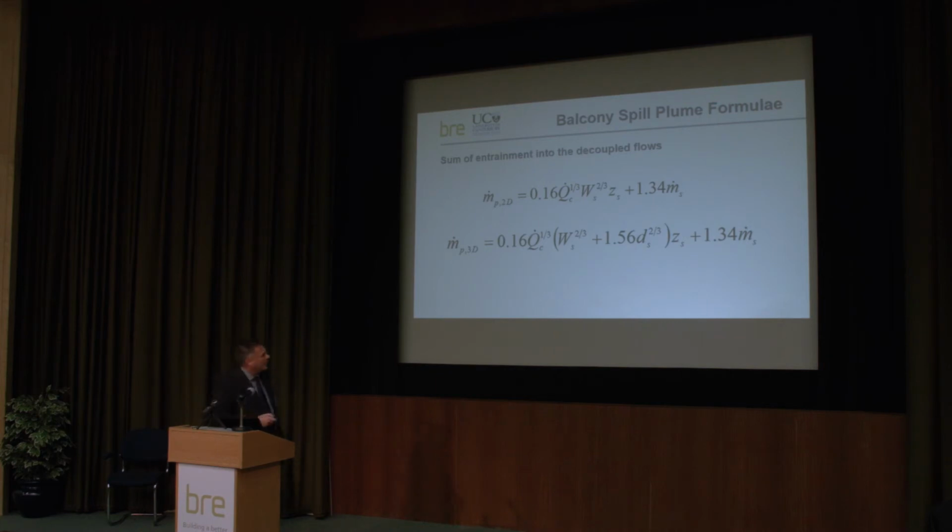Just two simple formulae. For your information, this part of the term relates to the amount of entrainment above the spill edge, and this part is below. And we've got something similar here for the 3D plume. But we've also got this term that relates to the width and the depth of the spill edge below the balcony. This is the key to the amount of entrainment.